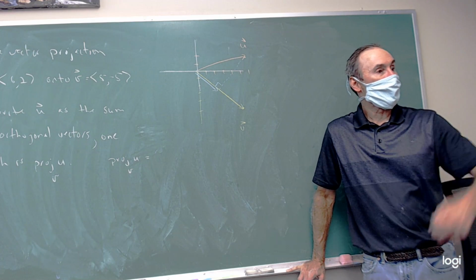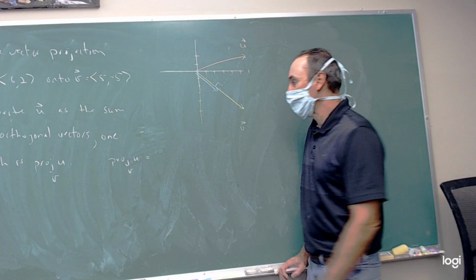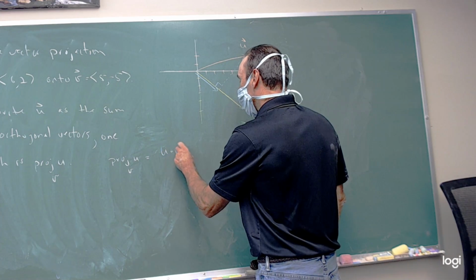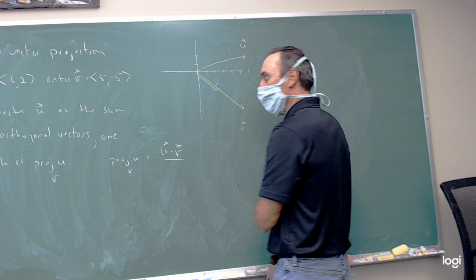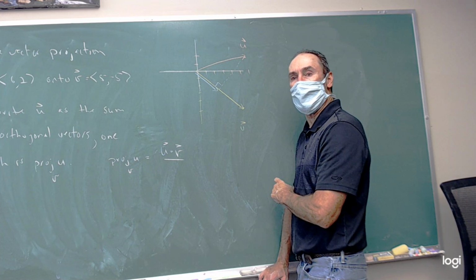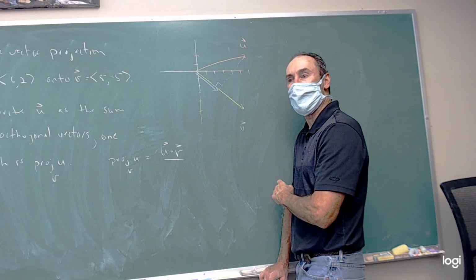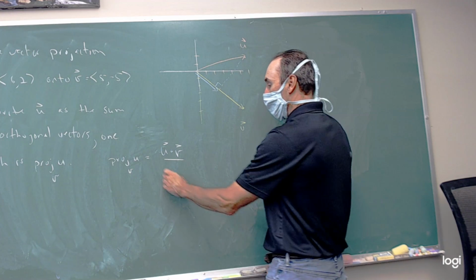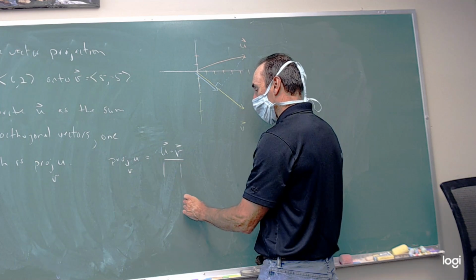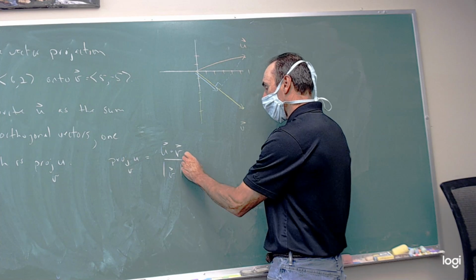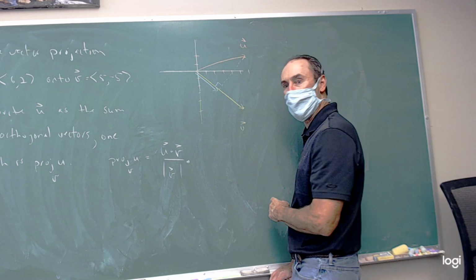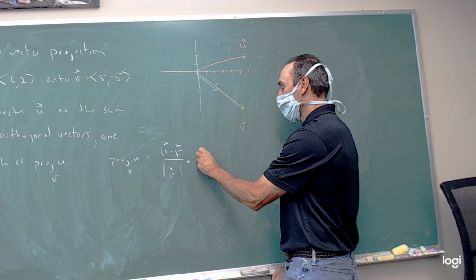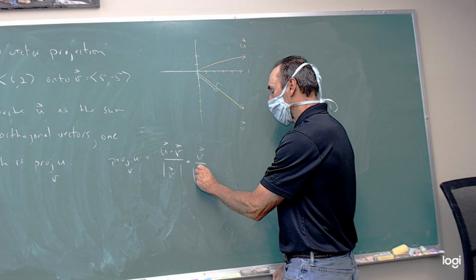So we need a dot product. What are we dotting? u dot v. u dotted with v, and that's going to be over. How do you want to do this? Do you want to do it over the magnitude squared, or over magnitude v times the other one? Over magnitude v, because we're taking out that length. Then we're going to multiply it by a unit vector in the direction of v. So v over magnitude v.